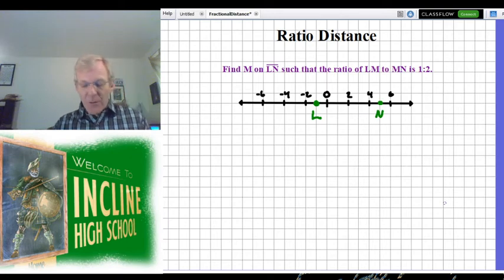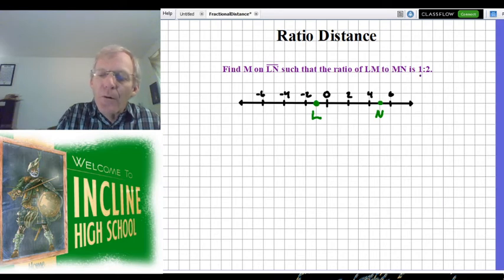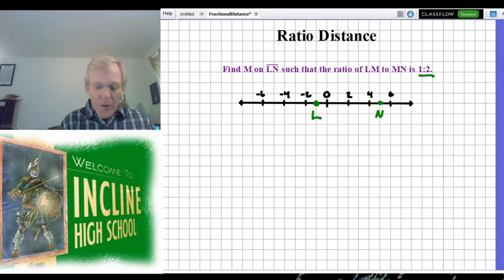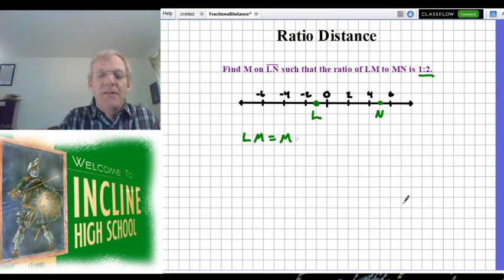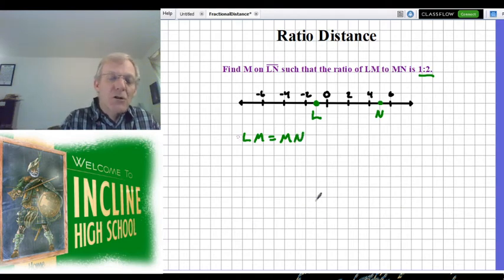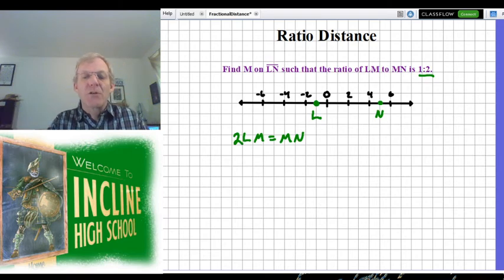So the first thing we have to do here is take a look at the ratio, this part right there. That ratio is a very important part to us. So what we have to realize is for LM, the distance of LM, to be the same as the distance from MN, we would have to multiply this by 2 times. That's what that 1 to 2 is. This gets 1 unit, this needs 2 units. So we'd have to double this to be the same amount. So notice it kind of flipped sides, didn't it?